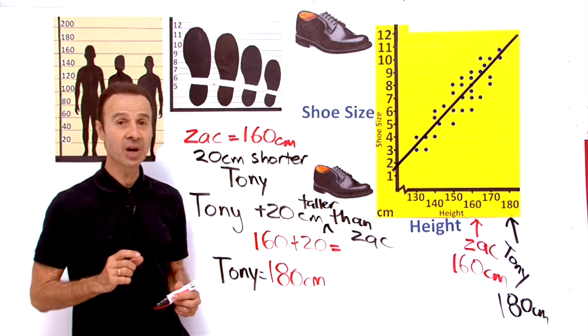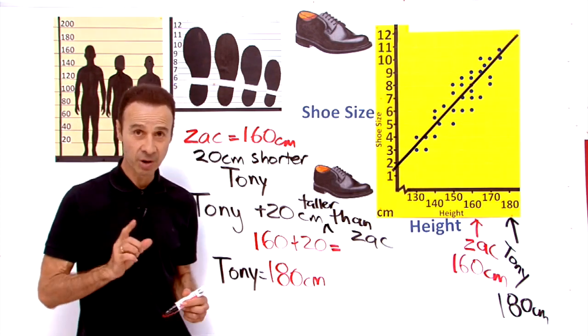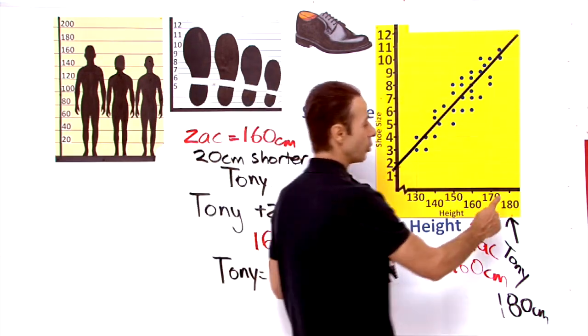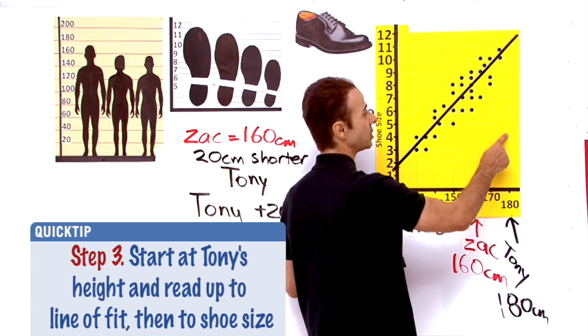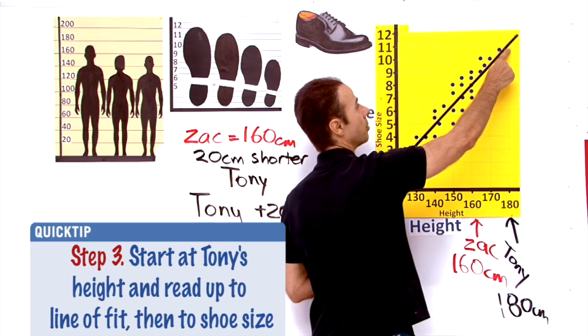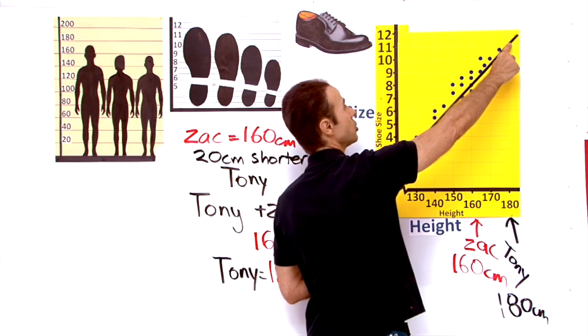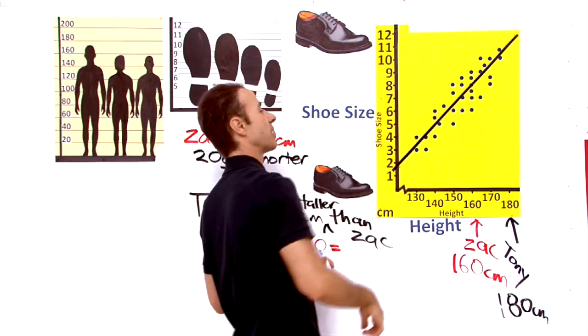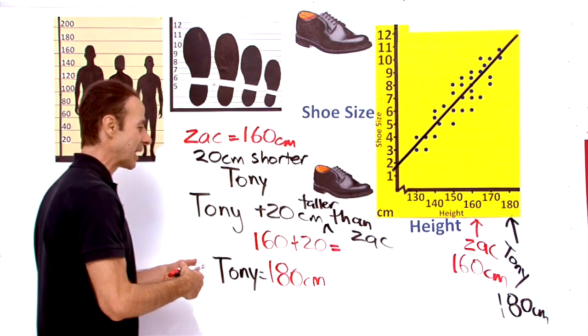So what's Tony's shoe size? Well, we know how tall Tony is. We worked out that he's 180 centimeters. So we go up from 180 till we hit the line of best fit. Bang, there's the line of best fit. Let's go across horizontally to the shoe size variable. We go across here, and his shoe size is right there. Tony's shoe size is 11.